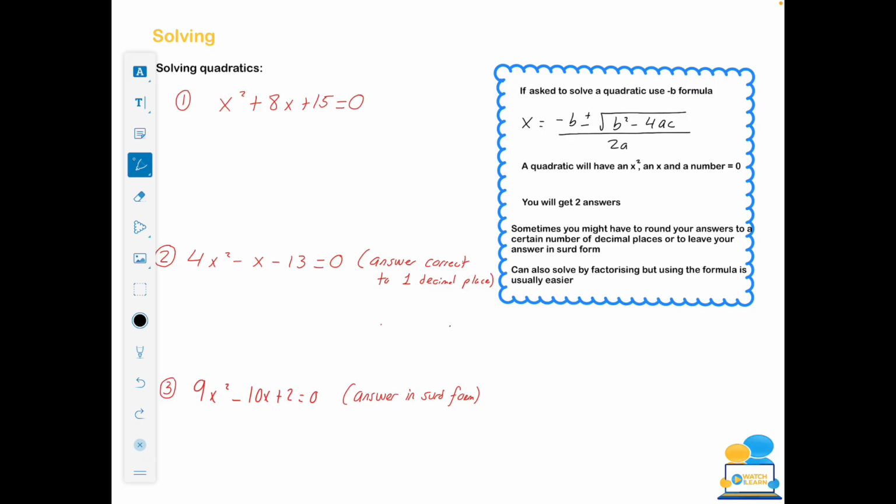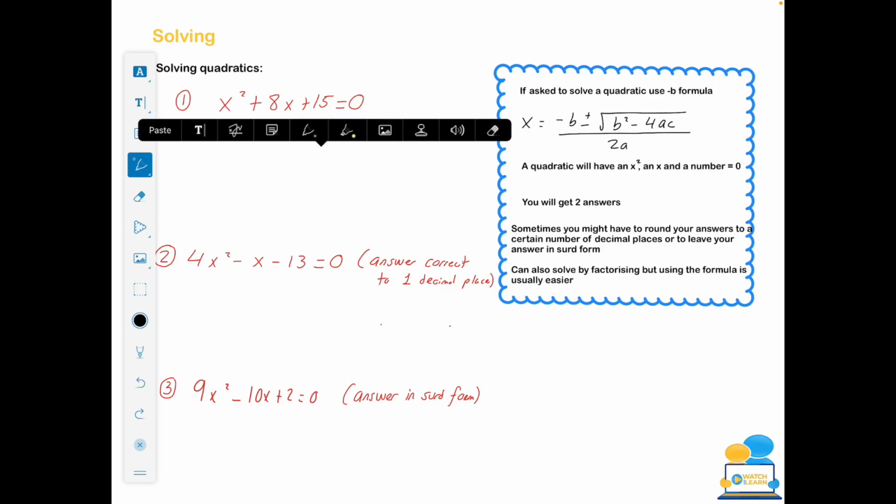Now, you can also do some of these questions by factorizing. But the formula is usually easier, and that's the way I'd go for. We still need to know how to factorize quadratics. We'll look at that in a minute, but I would say that the solving is easier with the minus b formula.